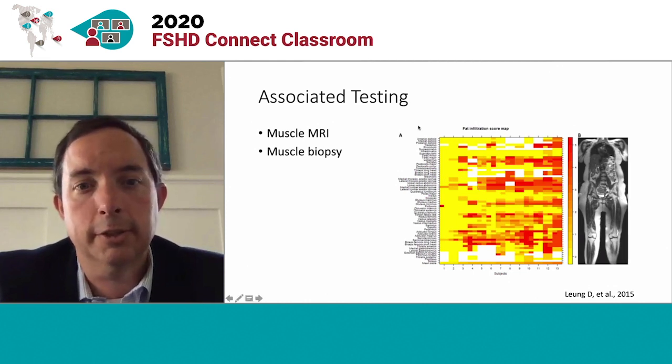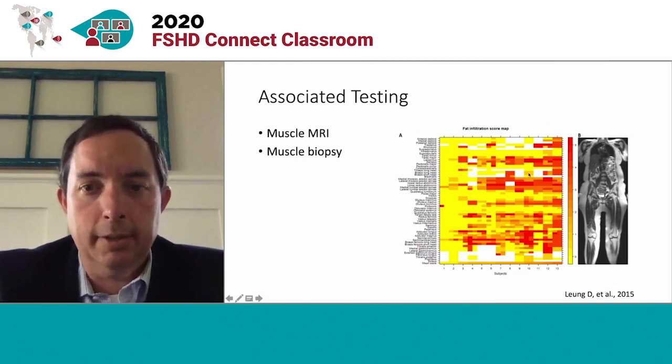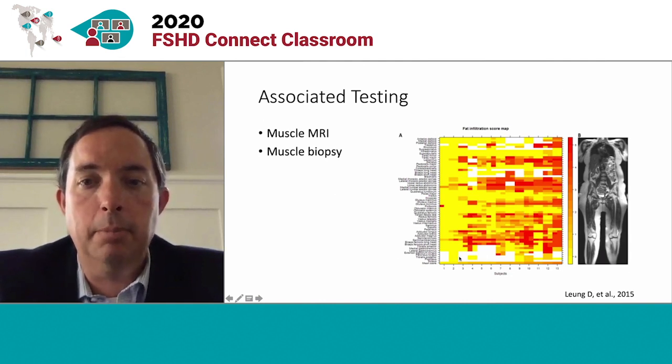What you can see here is a series of muscles and the amount of fat that's seen in those muscles across different people. And you can see that it's quite scattered about the amount of fat that's replaced there and what that actually means for those patients.